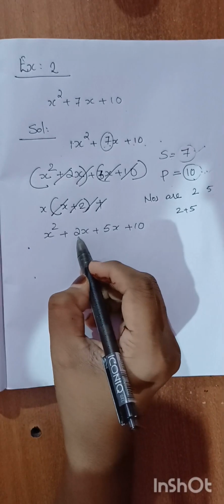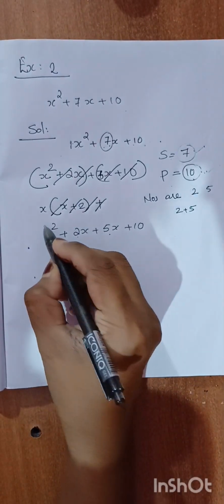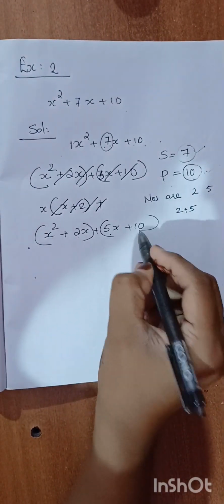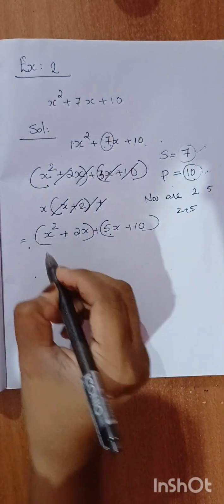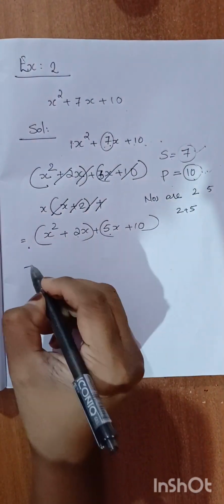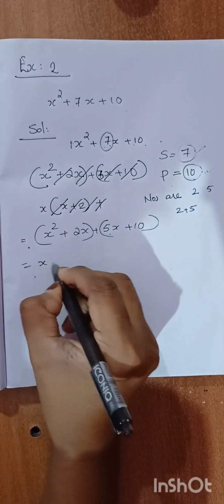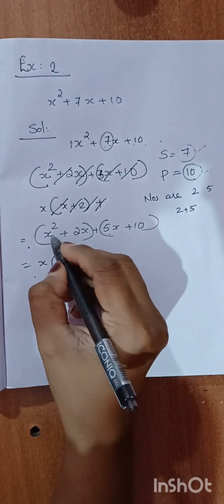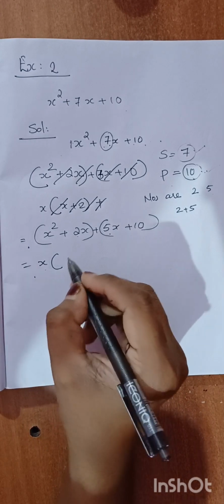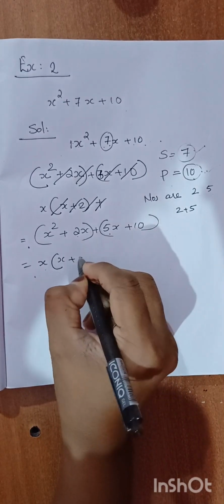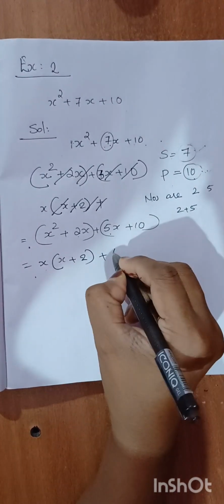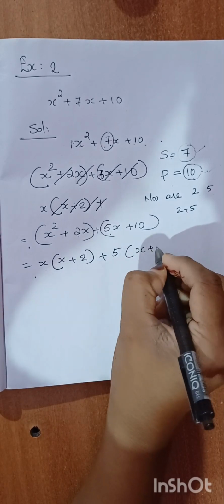You have to write it as 2x plus 5x. Then put the brackets. Next step you have to do is take the common number from this one. Here the common number is x. Common is x. Then we have already taken one x outside. Then write x plus 2. And here the common is 5, and 5 into x plus 2.